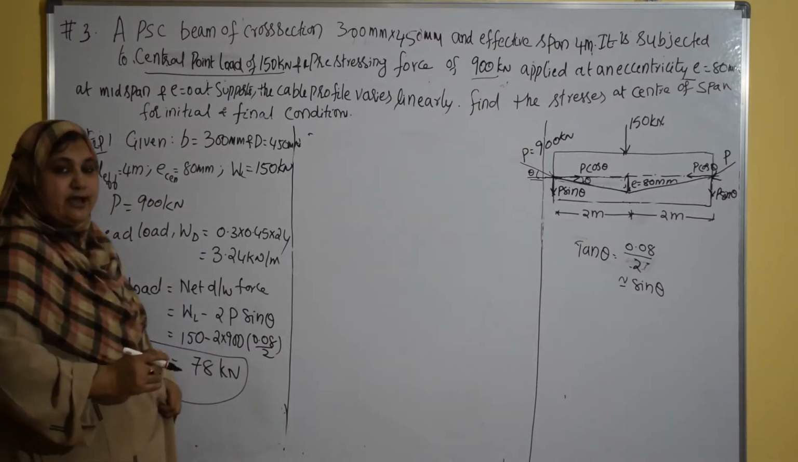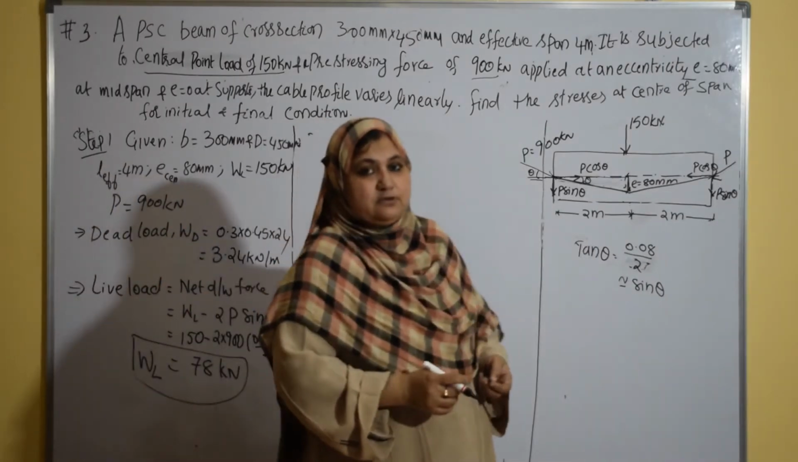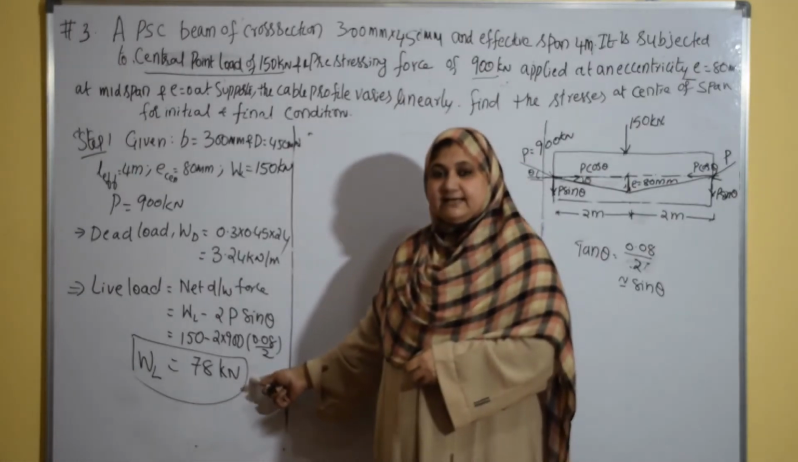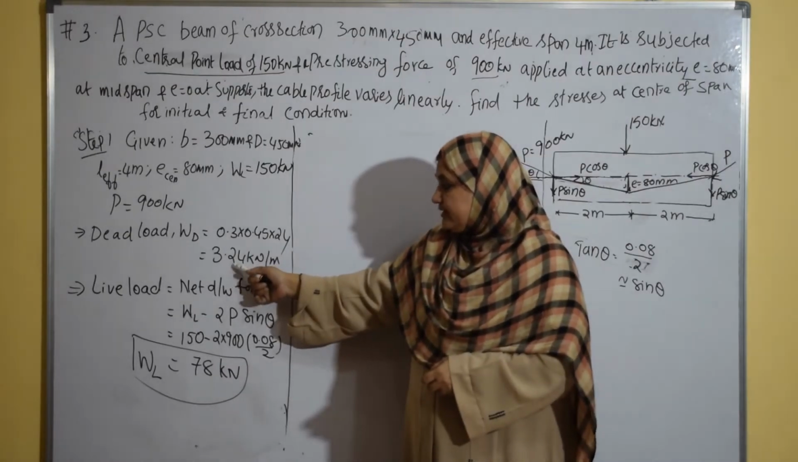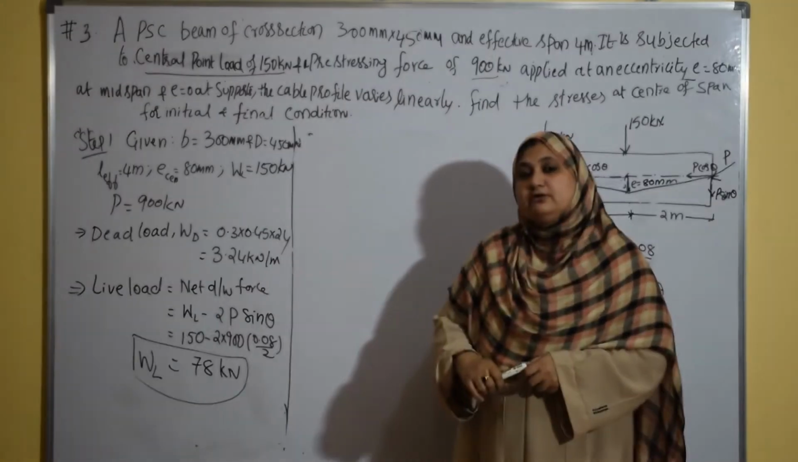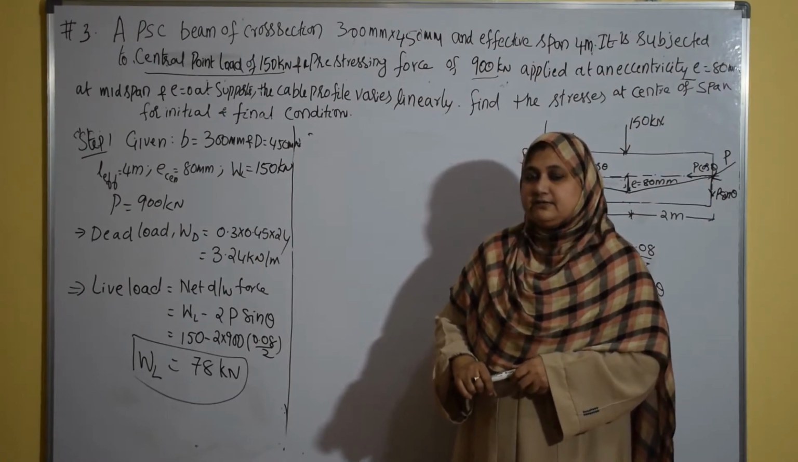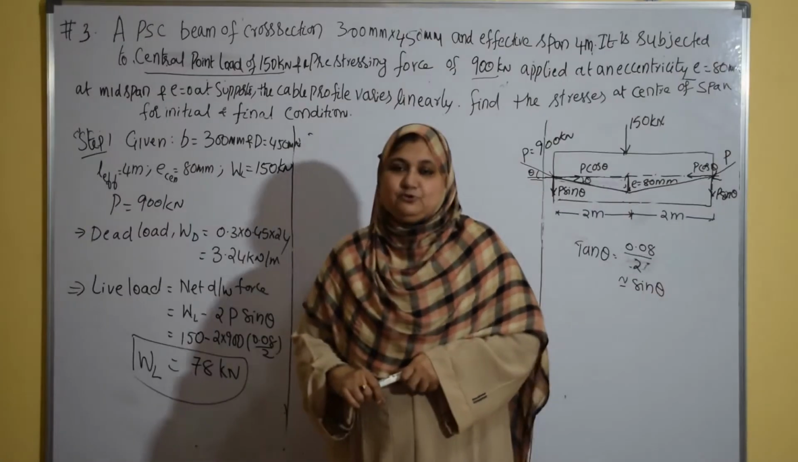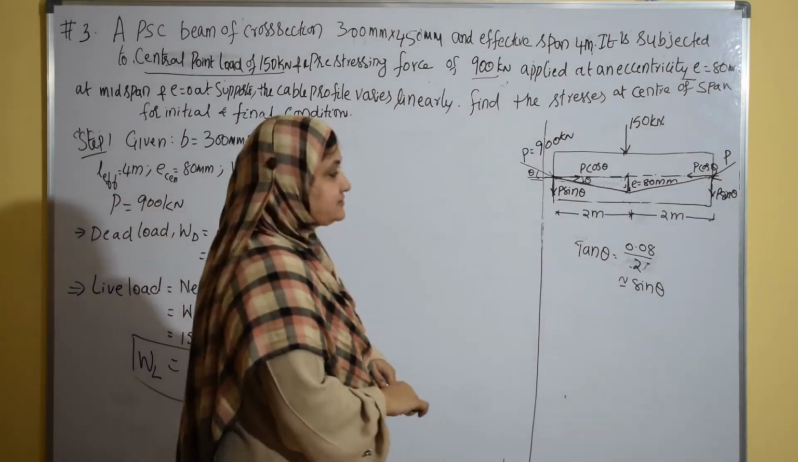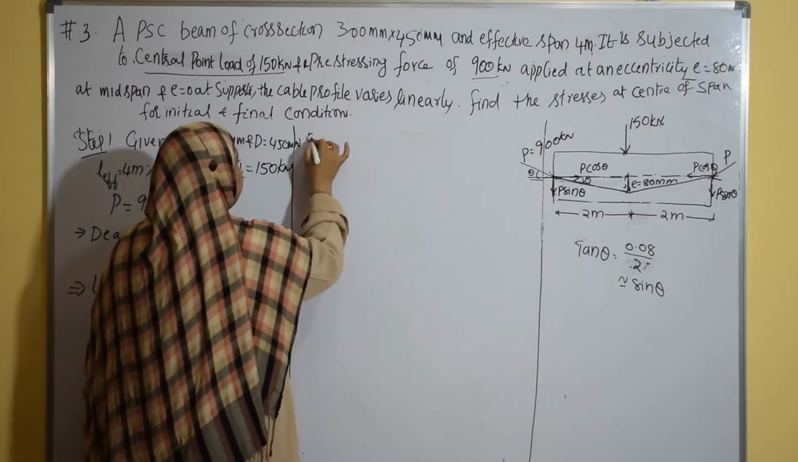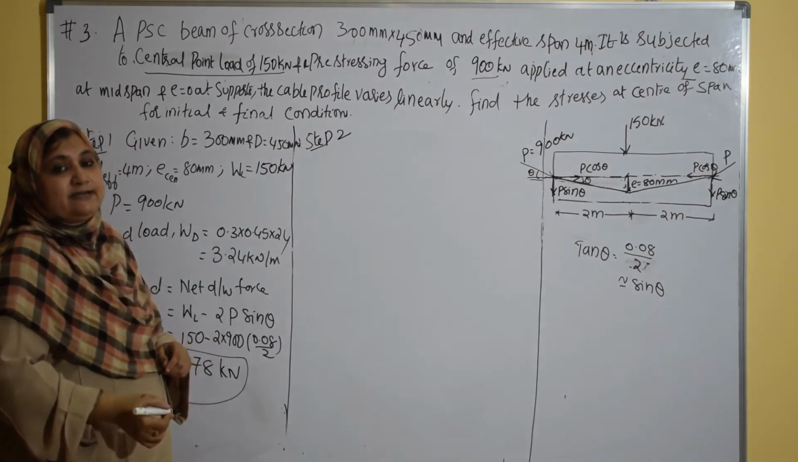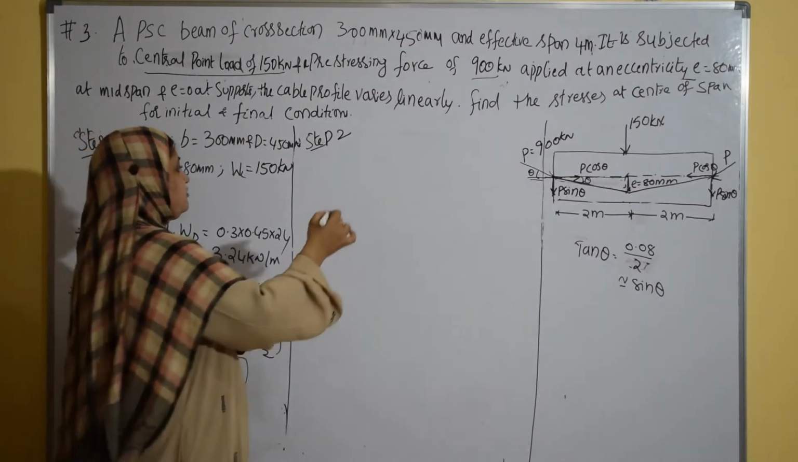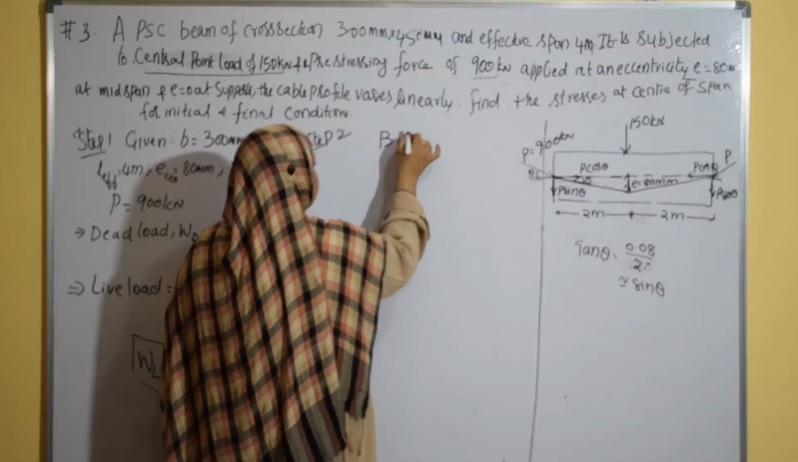So this shall be considered as a new live load. Now we have a point live load of 78 kilonewton acting at the center. We have a dead UDL of 3.24 kilonewton per meter. So we proceed to step 2. What is our step 2? By this time, whoever has watched my earlier videos will readily say it is bending moments. So, calculations of bending moments.